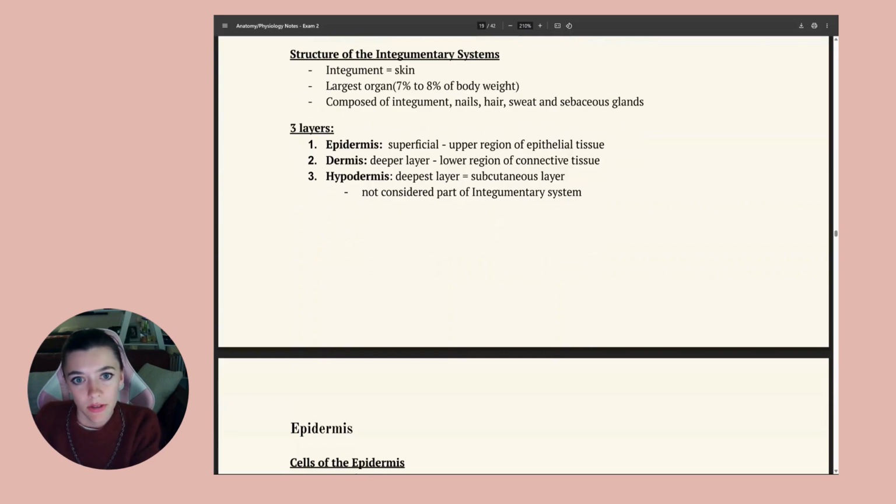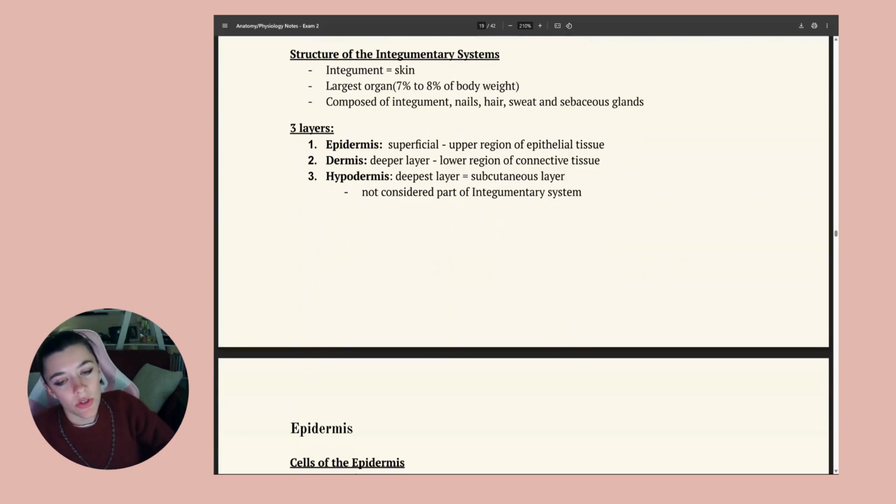So let's get into the structure of the integumentary system. Integument is skin. It is the largest organ of your body and makes up 7 to 8% of your total body weight. Very interesting, right? If they ask you what the largest organ is, it's going to be your skin. It is composed of the integument, your nails, hair, sweat, and sebaceous glands.